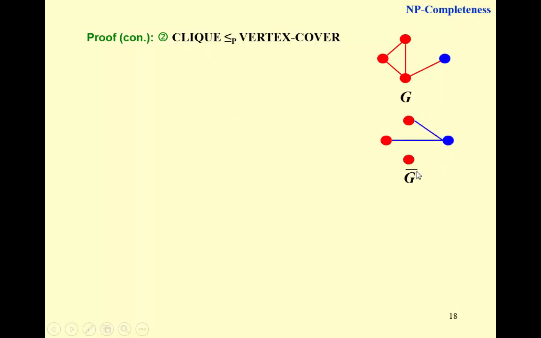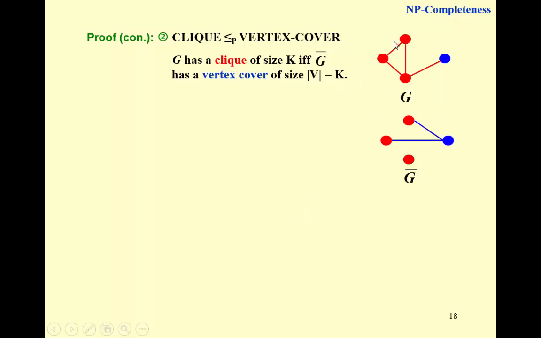Complement graph means the graph contains all the vertices and those edges that are not in the original graph. Then we want to prove that G has a clique of size K if and only if the complement of G has a vertex cover of size V minus K.